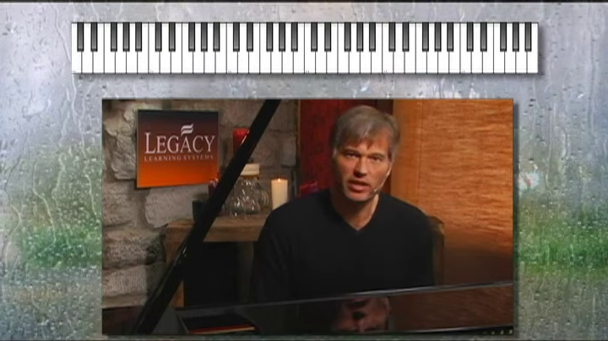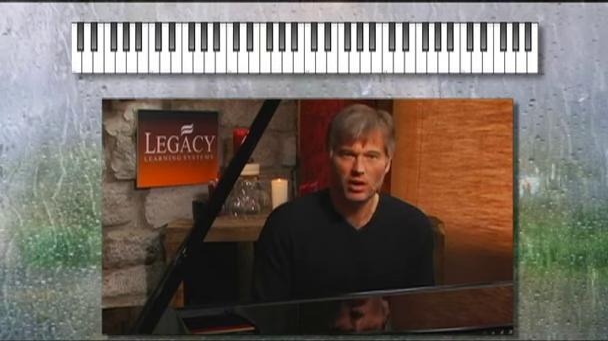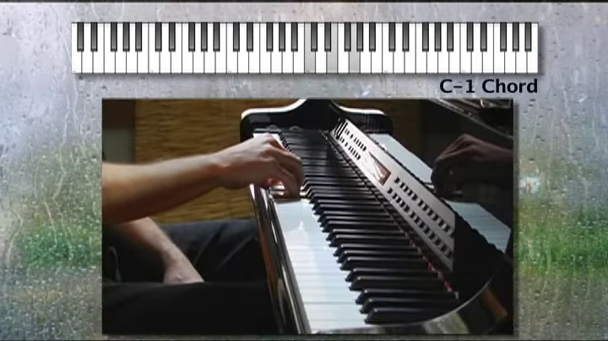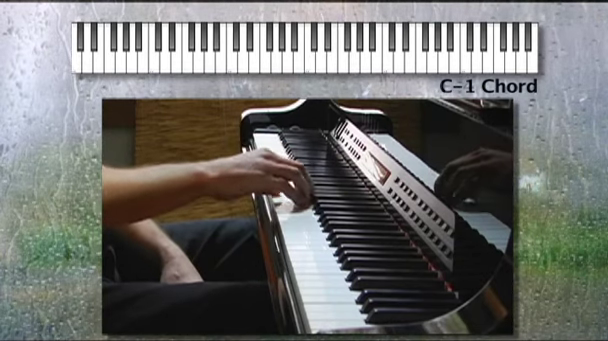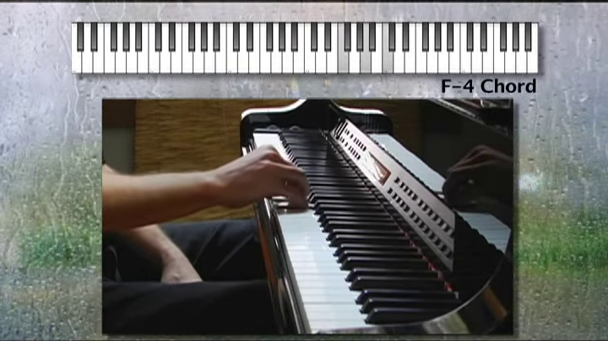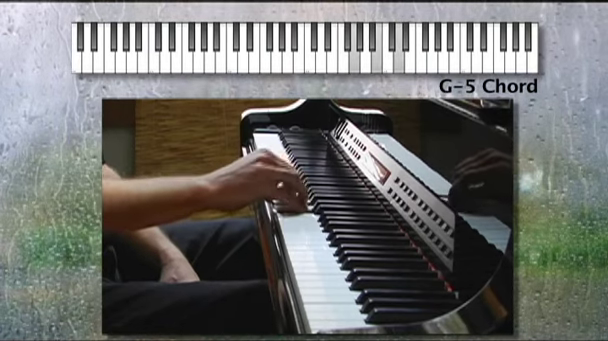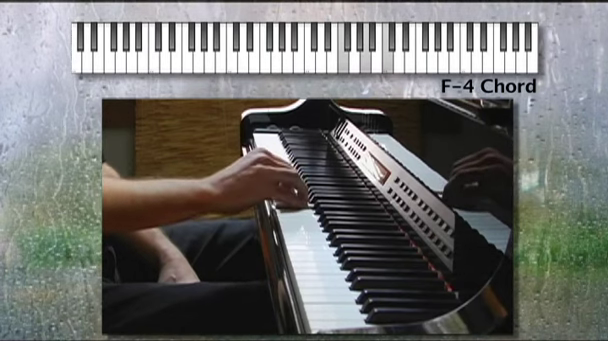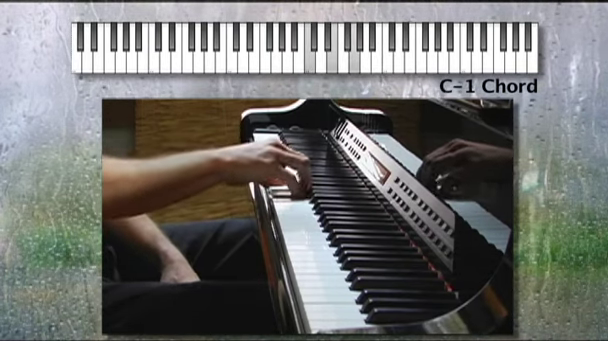So let's play the whole progression, C, F, G, and F, and back to C, and I'll count us in. And as you play it, think about the numbers of each of these chords. 1, 2, 3, 4. C, which is the 1 chord, and then F, which is the 4 chord, and then G, which is the 5 chord, back to F, which is the 4 chord, and C, back to the 1 chord. Now let's use these chord numbers with When the Saints Go Marching In.